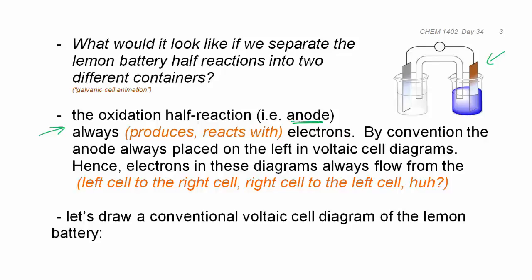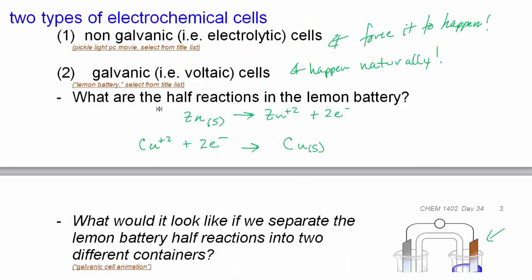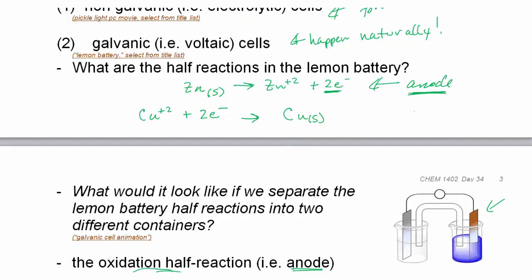the anode always produces electrons. Right? We're producing electrons. So this is my anode. It's the oxidation half reaction. Notice how we start out with a charge of 0, zinc oxidation state's 0, and then the oxidation state goes to +2. So that's oxidation. So the oxidation half reaction always produces electrons. Things get oxidized. That's the anode.